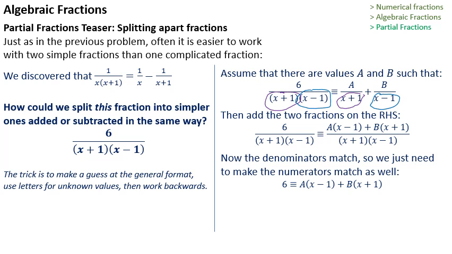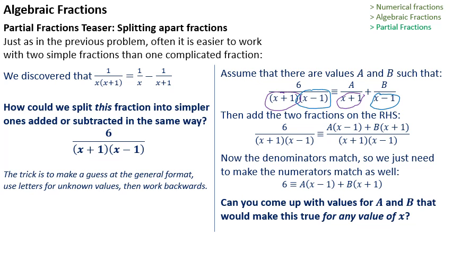6 must always be the same as a times (x minus 1) add b times (x plus 1). And the thing is, it needs to match for any and every value of x. That may seem like it makes it harder, but in fact it makes it easier. It means we're allowed to think of any value of x we like, and a and b must fit the resulting equation. So this is the little challenge I'm going to leave for you. Can you come up with values of a and b that make this identity true for any value of x?